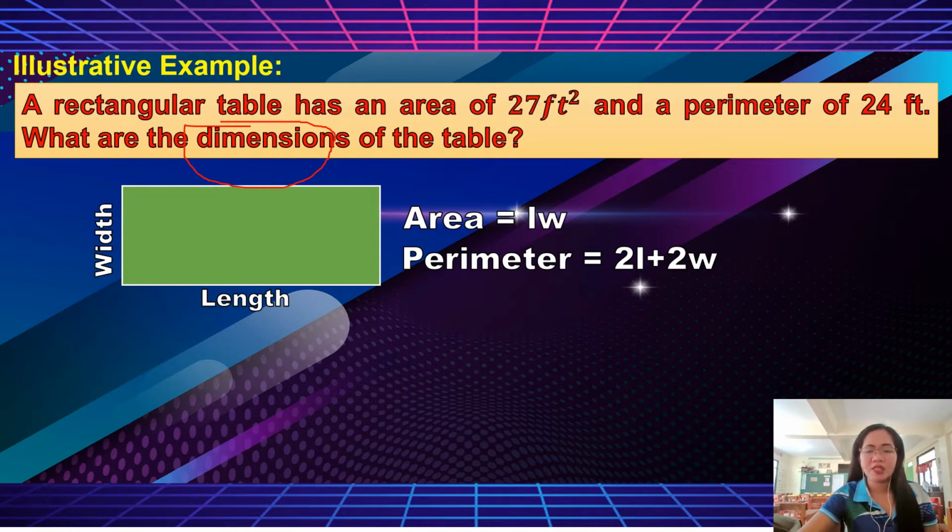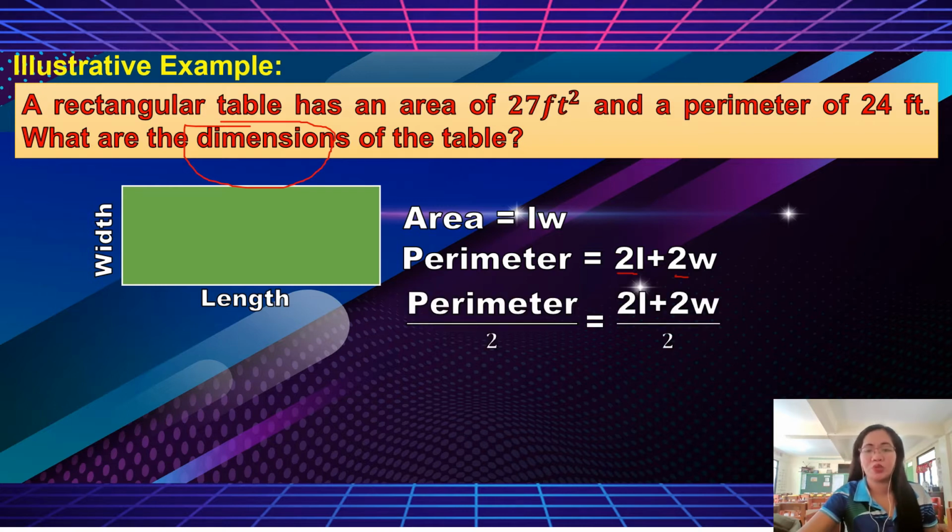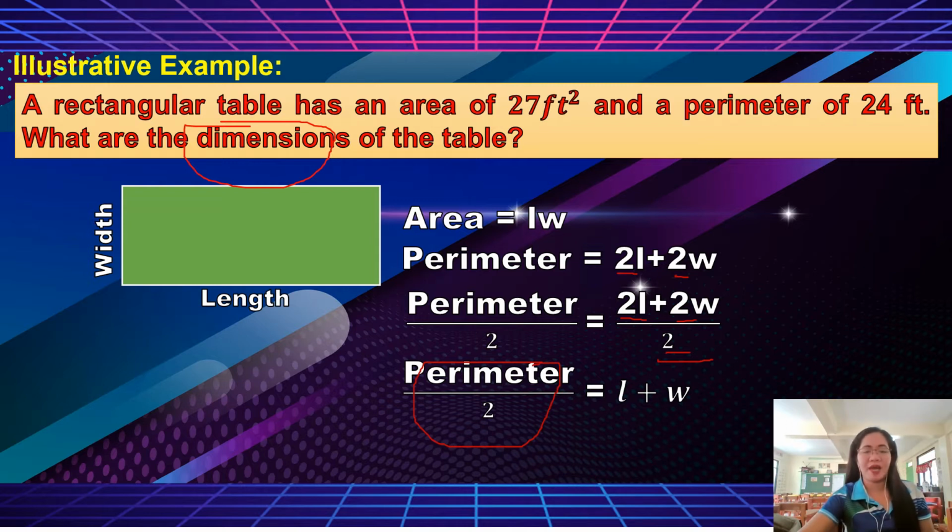Okay, now, let's try to cancel out the 2 in the perimeter. How are we going to cancel it out? That is by dividing both sides by 2. 2 divided by 2 is 1. Another 2 divided by 2 is 1. Since they cancel, what is left is perimeter over 2 equals length plus width.